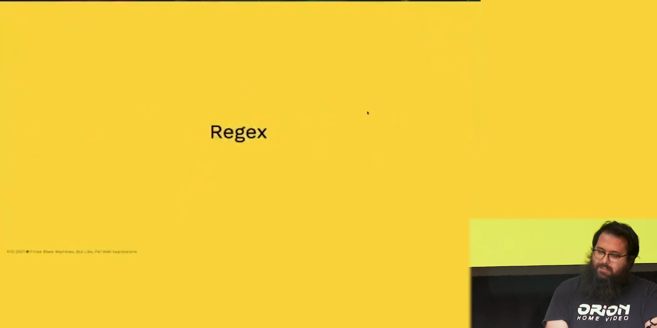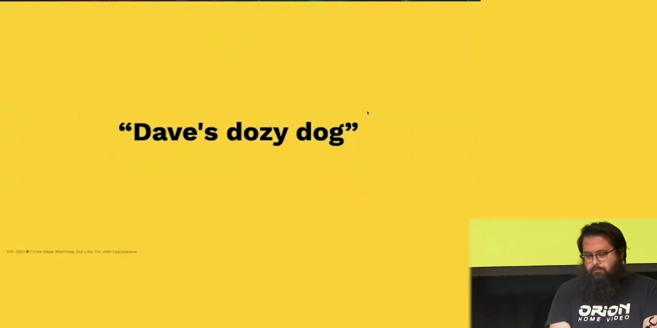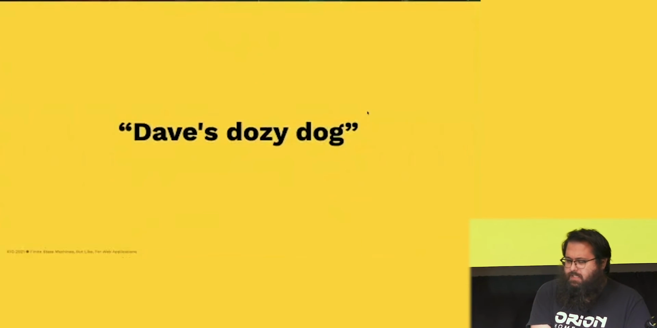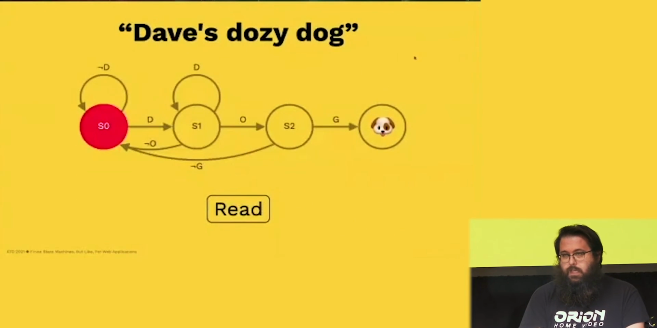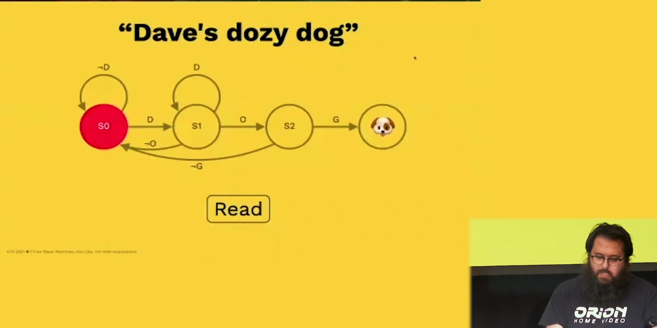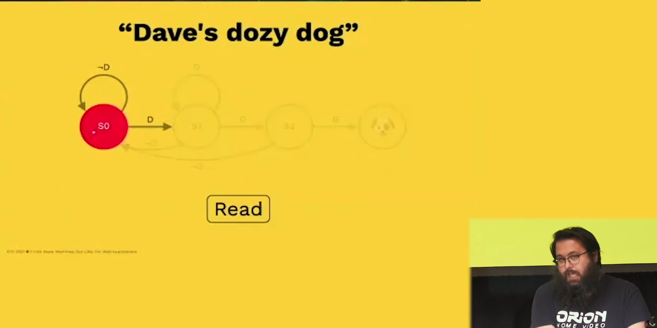Forget if this is the last or second to last example, but so we have regex, if you're familiar, or just string parsing, really. We have this contrived sentence that helps my example, Dave's dozy dog. Let's say that we are searching for the string dog in this string. So we could model this with a state diagram.